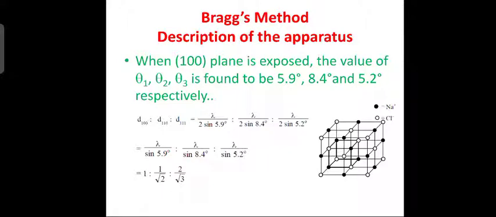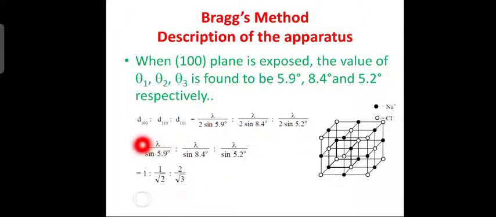Now Bragg's method, description of the apparatus. When the 100, 110 and 111 planes are exposed, the values of theta 1, theta 2, theta 3 are found to be 5.9 degrees, 8.4 degrees and 5.2 degrees respectively. Now take the ratio d100 is to d110 is to d111, that is lambda by 2 sin 5.9 degrees to lambda by 2 sin 8.4 degrees to lambda by 2 sin 5.2 degrees.